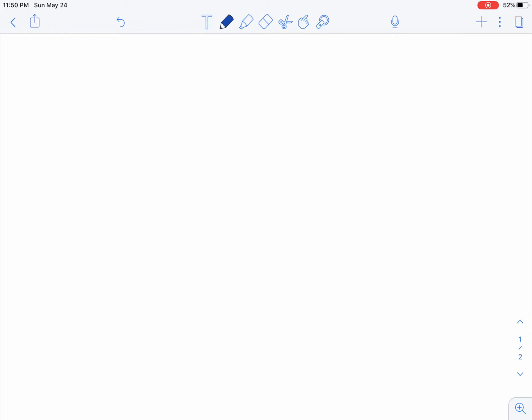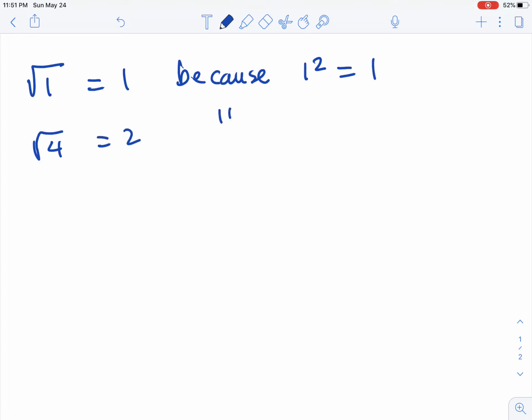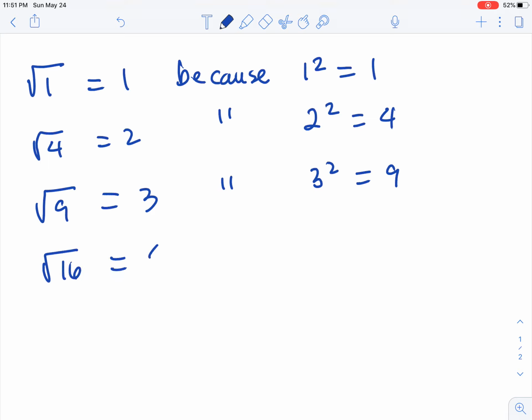So in this video, itutuloy natin yung series natin on radicals, no? And sa previous video, pinag-aralan natin that square root of 1 is equal to 1 because 1 squared is equal to 1. Square root of 4 is equal to 2, because 2 squared is equal to 4, di ba? Square root of 9 is equal to 3 because 3 squared is equal to 9 and so on. Square root of 16 is equal to 4 because 4 squared is equal to 16.